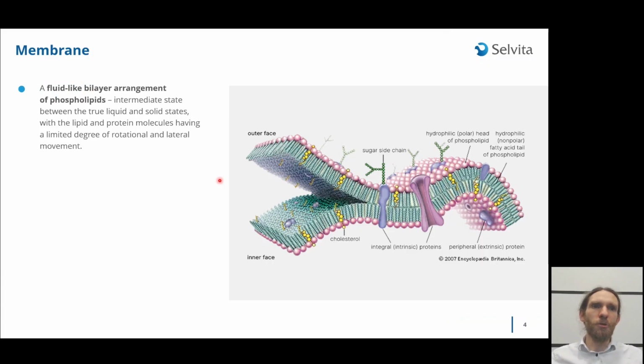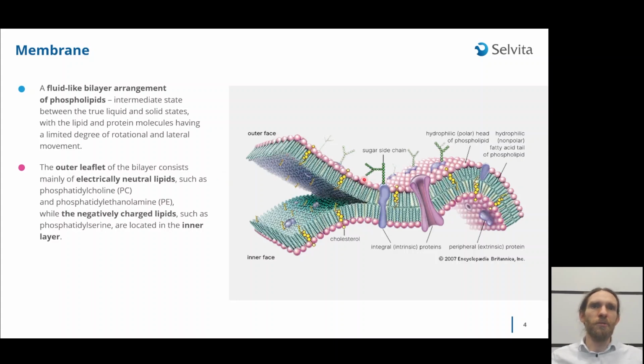Membrane is a fluid-like bilayer arrangement of phospholipids. It exists in an intermediate state between a true liquid and true solid state, because the lipids and all the proteins that are embedded within the membrane have a limited degree of rotational and lateral movement. The outer leaflet of this bilayer consists mainly of electrically neutral lipids like phosphatidylcholine and phosphatidylethanolamine, whereas the inner layer of membrane consists of negatively charged lipids like phosphatidylserine. This will have profound consequences on other aspects of drug design and development.